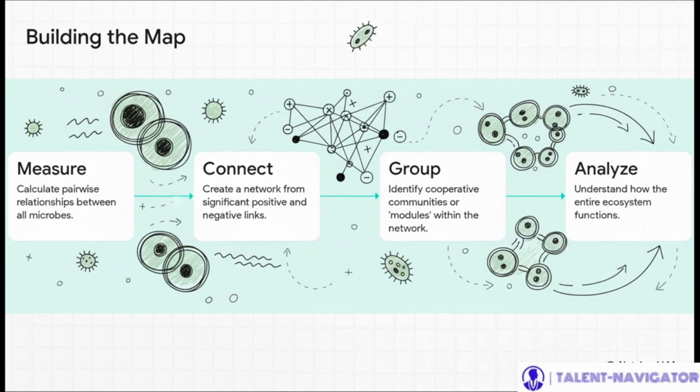Building this map is a really fascinating process. First, scientists measure all the relationships between the microbes. Then, they figure out if those links are positive, meaning they help each other out, or negative, meaning they compete. From there, they can group them into these little cooperative teams, or modules. And by putting all that together, they can finally start to understand how the entire ecosystem works.